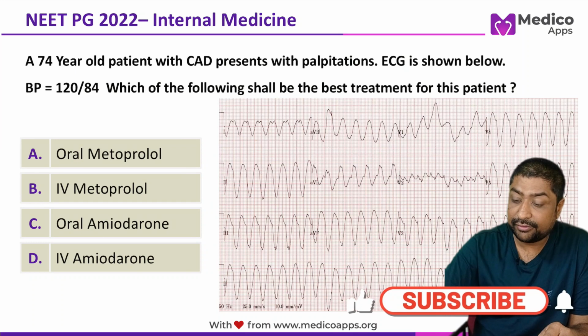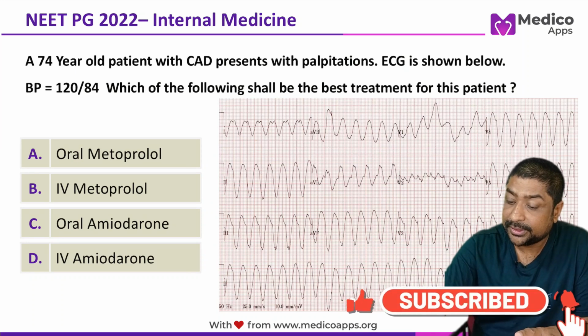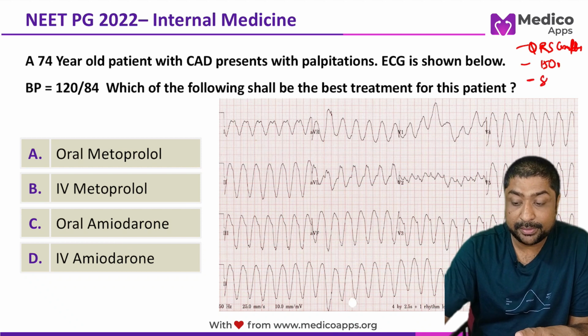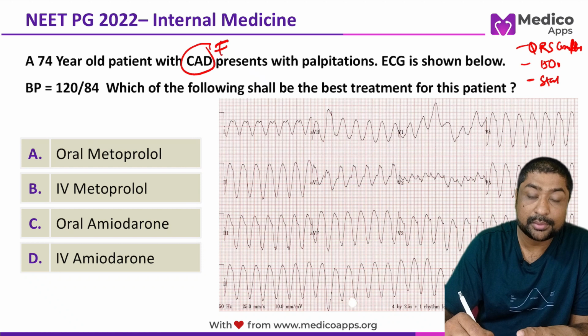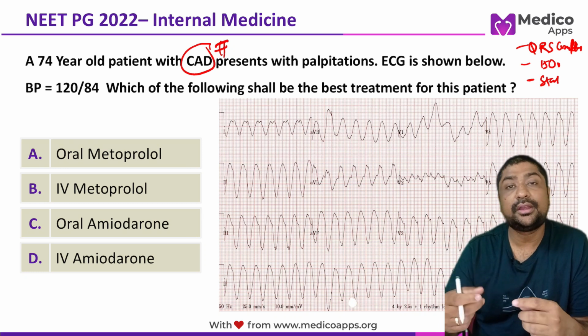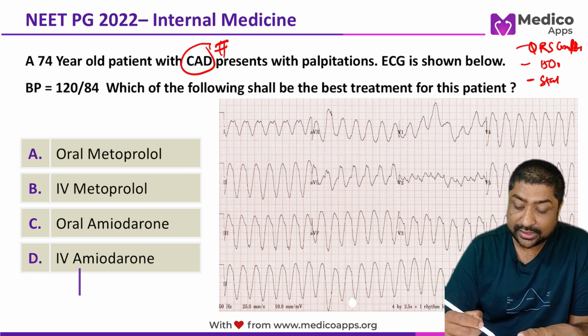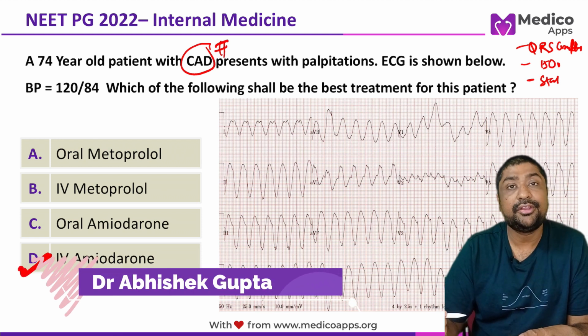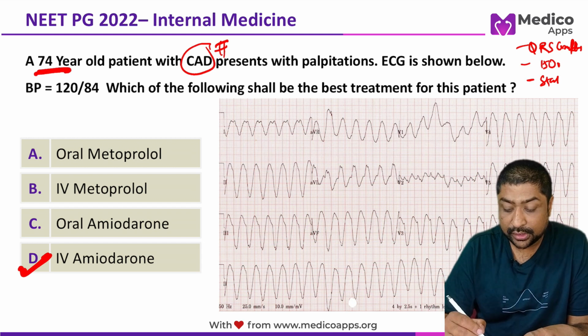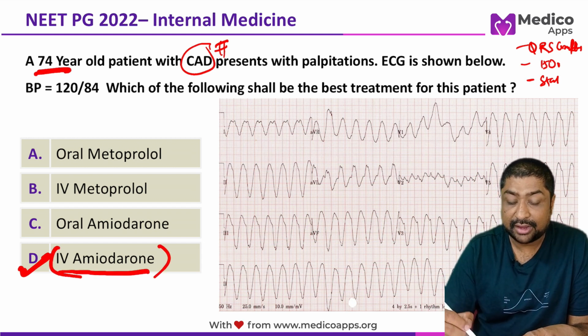In this case, we have already seen, so let's go back to the question. We have seen that there is a QRS complex which is widened. We have a heart rate of around 150. We have a stable patient, but there is a history of CAD, so probably he may have some structural heart disease because there may be some ischemia, myocardial infarction, fibrosis, something like that. So in that case, our drug of choice will be IV amiodarone. And he's an old patient also, so all of that will move our management towards IV amiodarone.